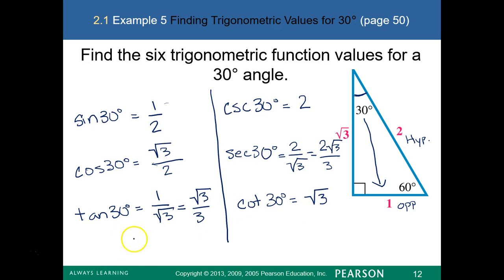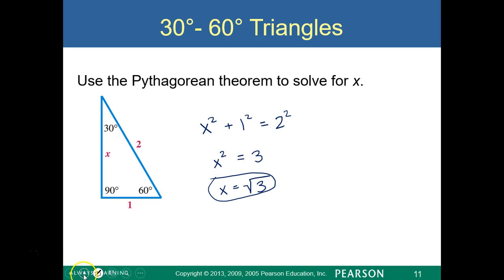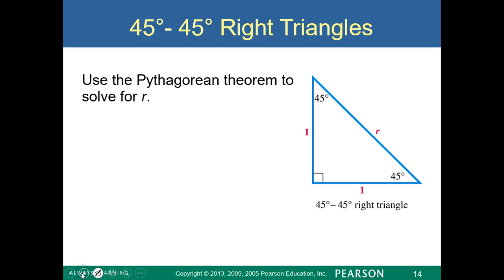And now we're done. So we call these special trigonometric function values. We can also do the same thing with our angle 60 here in our triangle, and we will end up with similar values as we did here. You'll end up with actually all the same values, just not for the same function. So let's look at another special triangle. Here we have a 45, 45, 90 triangle.